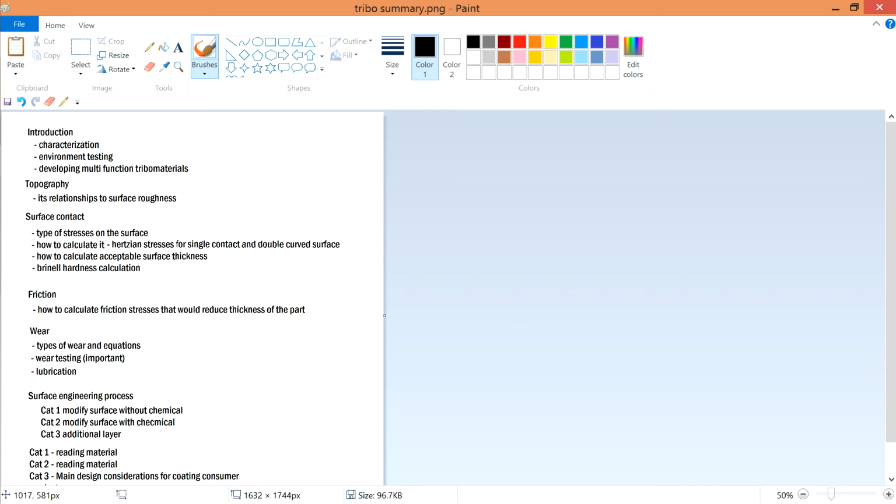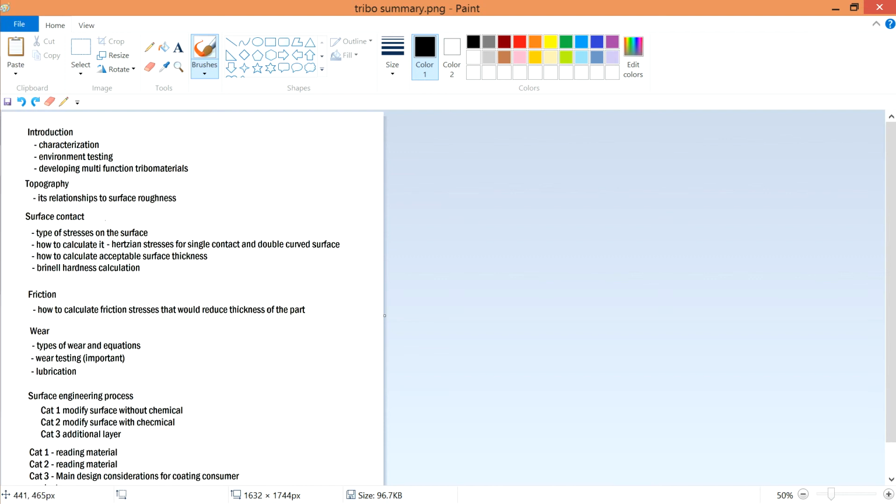So, another form of recap, and I add in a little stuff on the surface contact already. So we talk about the Hertzian stresses and things like that, and how to calculate acceptable surface thickness and the Brinell hardness calculation. We now need to talk about Brinell hardness testing, so let's take a look at that.